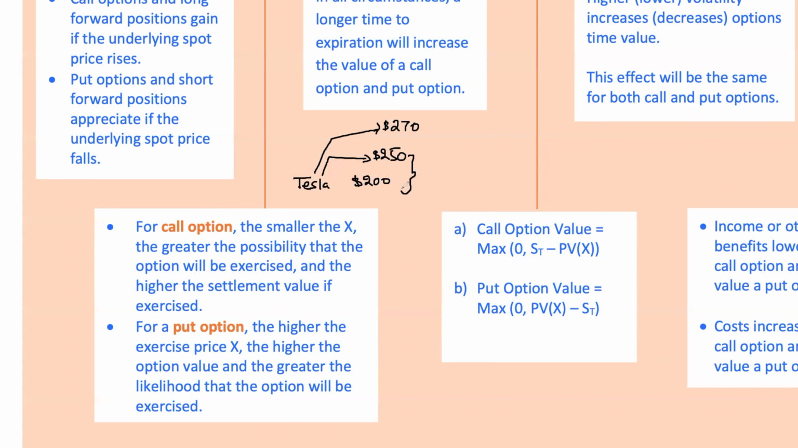Lower strike prices make calls more valuable because you can buy the asset for cheaper if you exercise, while higher strike prices make puts more attractive because you can sell the asset for a higher price if you exercise.